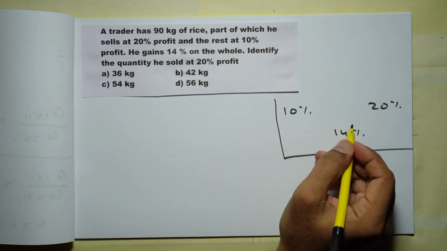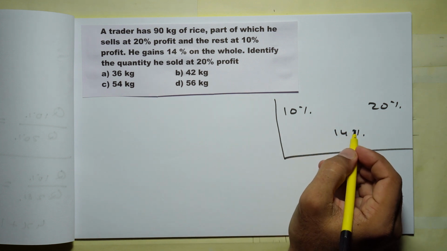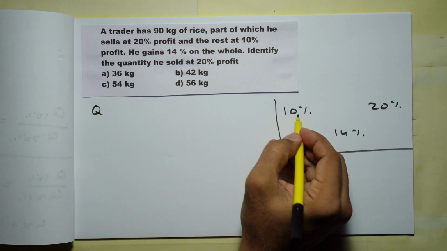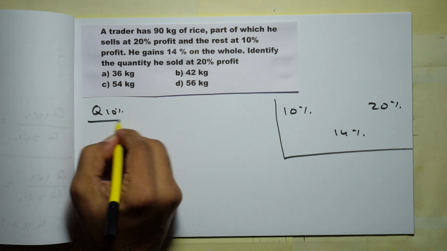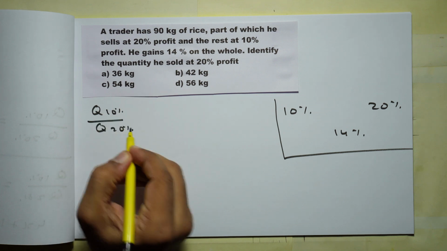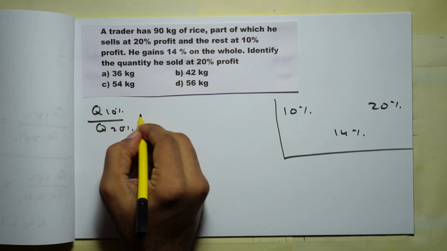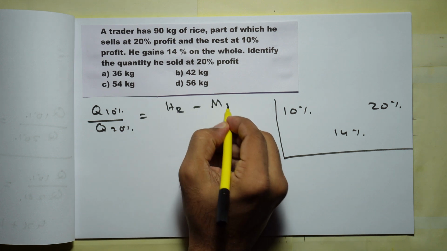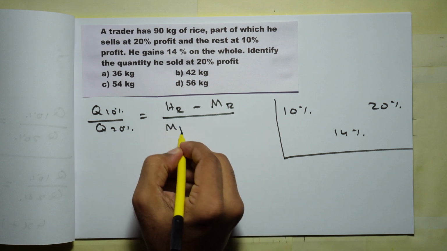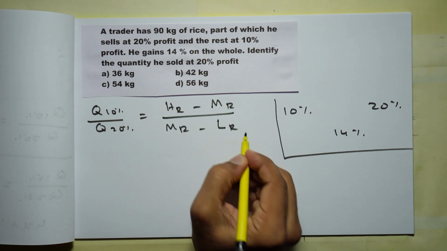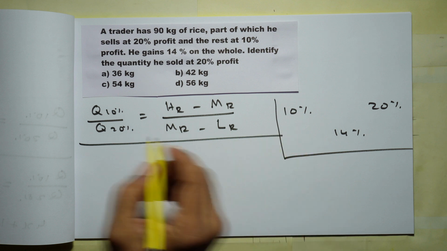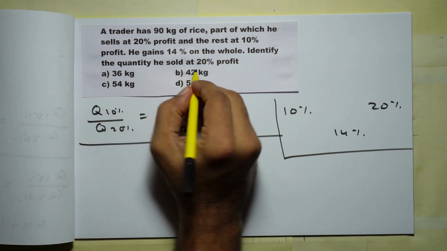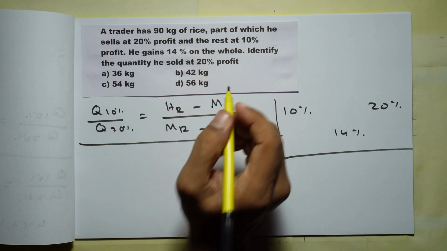Now such questions can be done using the mixtures and allegations formula. Formula can be written like this. Quantity he invested at 10% to quantity he invested at 20% profit. This ratio is given as higher returns minus mean returns divided by mean returns minus lower returns. Substituting into the formula you will get this ratio. Then using the ratio we can find out the quantity he sold at 20% profit.